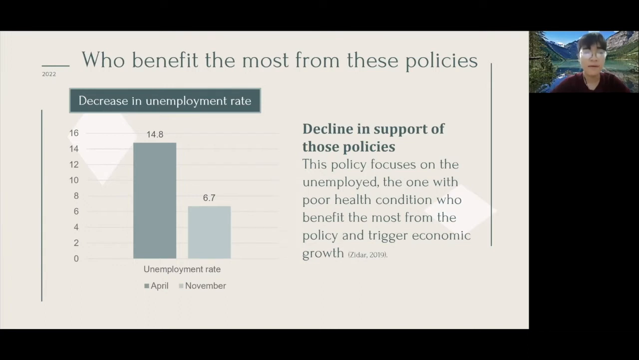However, the unemployment rate peaked at 48% in April and has fallen to 6.7% in November, while the extended employment benefit expired in July 2020. Furthermore, the decline in support of this policy doesn't come from the unemployed and those with poor health conditions, who benefit the most from the policy and trigger economic growth the most.